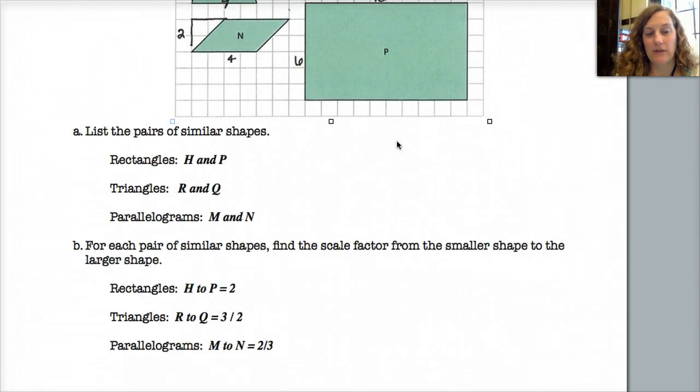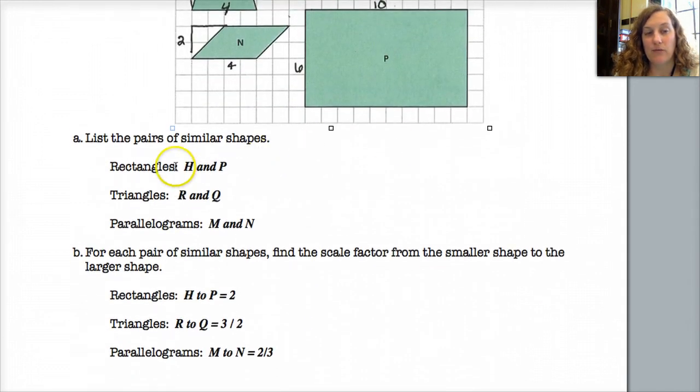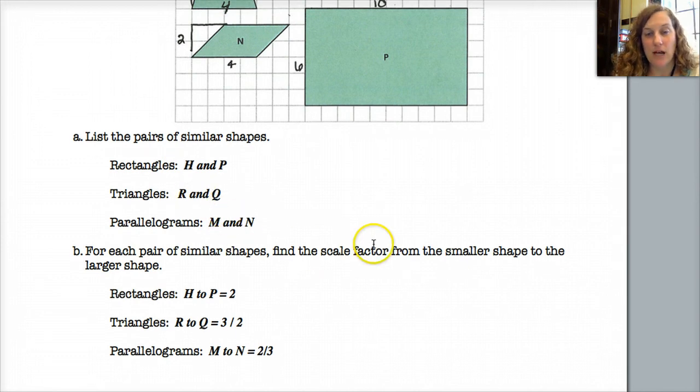Looking at the answers, this is what we just wrote, the similar shapes. The rectangles are H and P, the triangles are R and Q, and the parallelograms are M and N. To go from the smaller shape to the larger shape, H to P is 2.